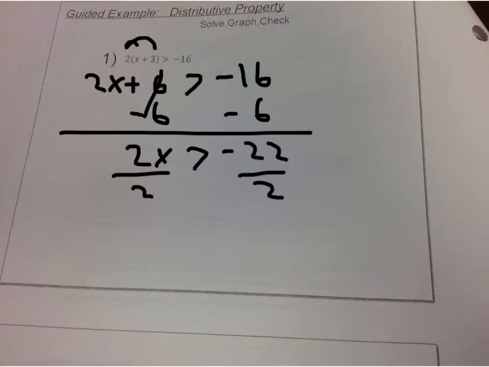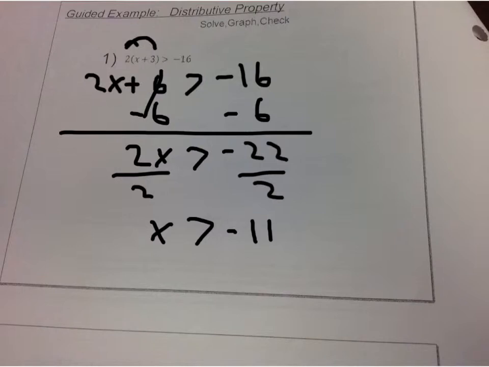The only number that matters when we're flipping our signs is this number, and since it's not negative, we're not going to flip it. So 2 divided by 2, obviously that gives us 1, so we have x on that side is greater than negative 22 divided by 2 would be 11, and one number is negative in your division problem, so your answer is going to be negative. So x is greater than negative 11.